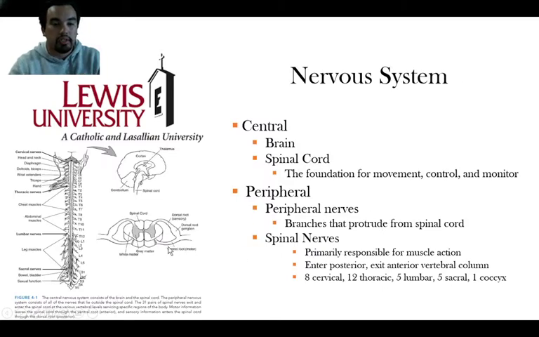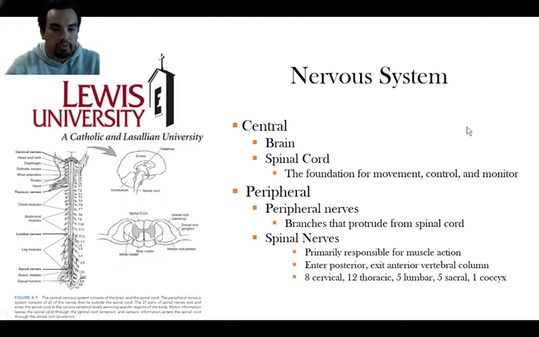So, first off, the central nervous system. What is it? It consists of the brain and the spinal cord, and it's the foundation for movement control and monitoring of the entire body. So everything always comes back to the spinal cord and into the brain. Not necessarily into the brain, but many things do go into the brain, and as we'll learn later, some of these reflexes just happen in the spinal cord when they come from the muscles or the sensory nerves.